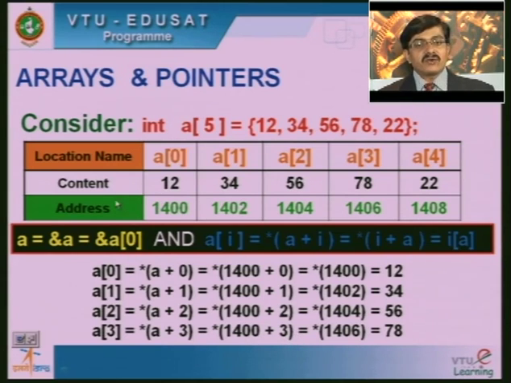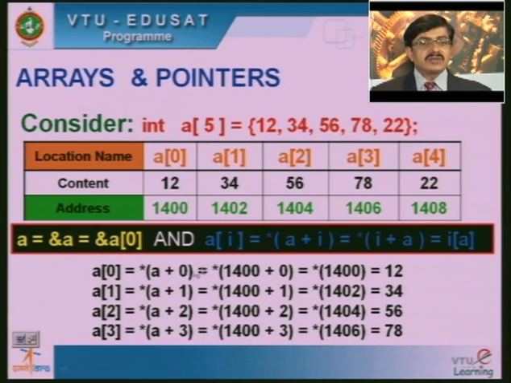In case it is a float, then this 3 will get multiplied by 4 because each floating point data will take 4 bytes of memory, and in case it is a character array, then the 3 will be multiplied by 1 because each element will take 1 byte of memory. So here, where A is an array of integers, this 3 gets multiplied by 2, so we get 1406. The value at 1406 is 78.